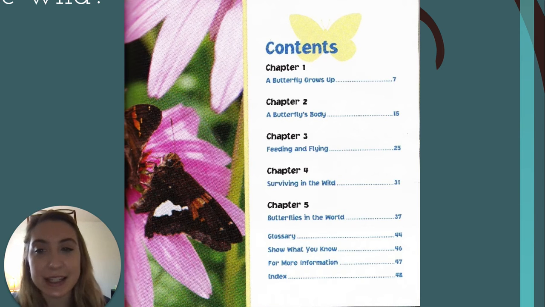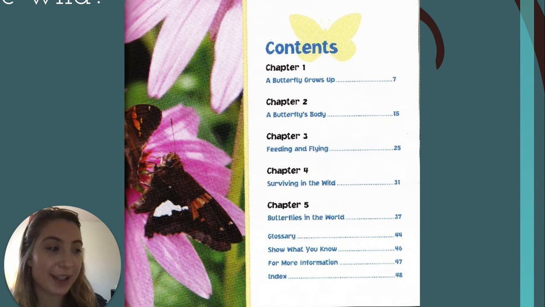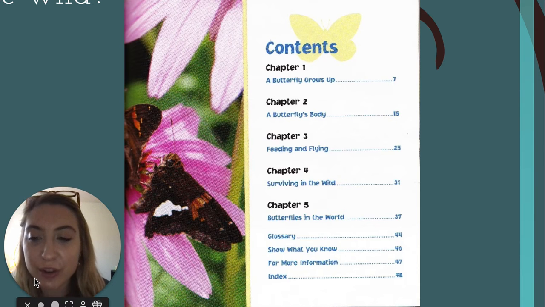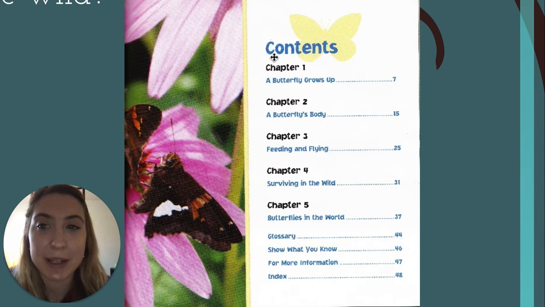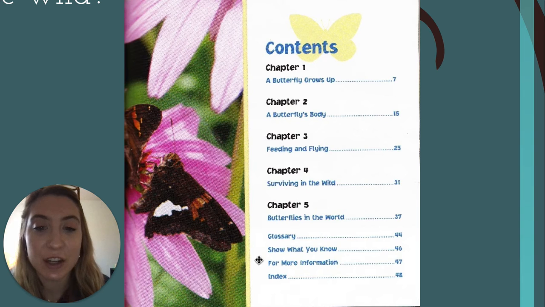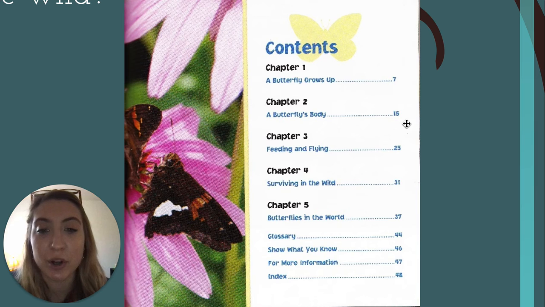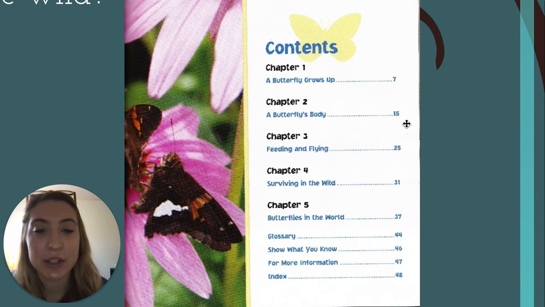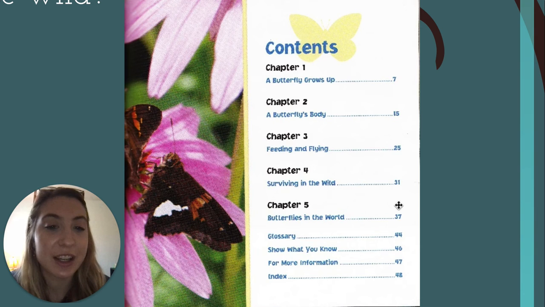So here's an example up close. I know the book was a little further away, harder to read, so this should help. Over here, this would be my table of contents. It says chapter 1, a butterfly grows up, and this would be the page over here, page 7. So each chapter has a different topic, and then we have our page number. If I wanted to find out where butterflies are in the world, I'd go right down here to chapter 5. This is my topic, butterflies in the world. I would go to page 37.